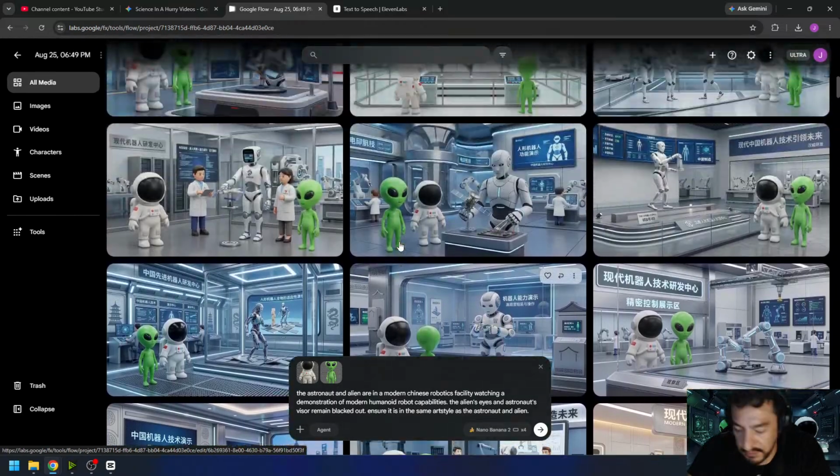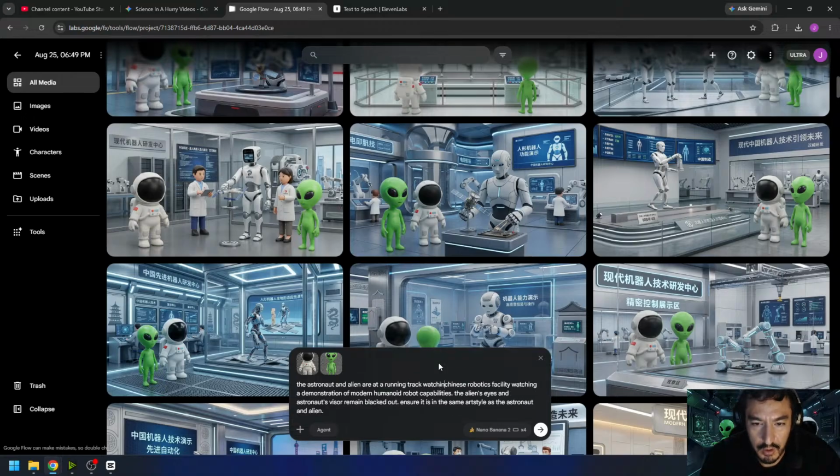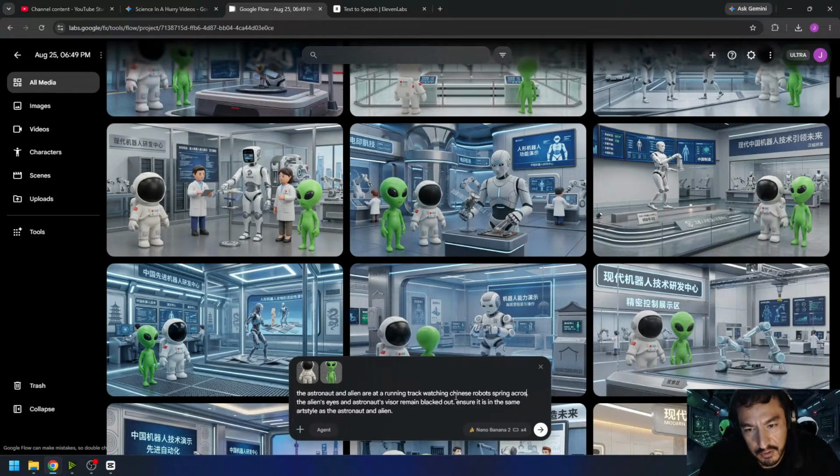I've been seeing a lot of videos lately of the robots in China. They just had like a robotic Olympics. So let's do the astronaut and alien are at a running track watching Chinese robots sprint across the track.